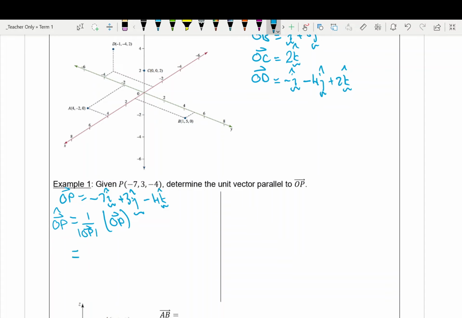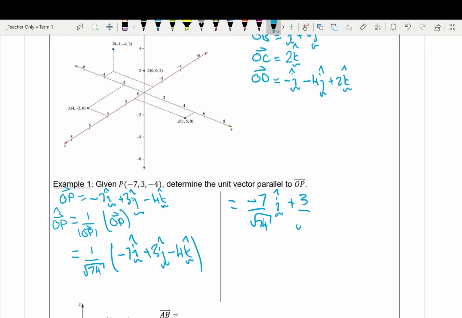So if we were to calculate the magnitude of this, it's 7 squared plus 3 squared plus 4 squared, all square rooted. So that gives us 1 over root 74 times (-7i + 3j - 4k). Which if we then distribute it, gets -7 over root 74 i, plus 3 over root 74 j, minus 4 over root 74 k. And that's our final answer.